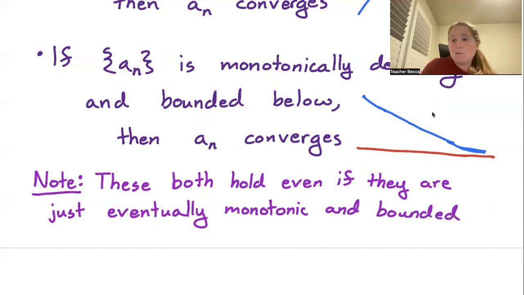All right, so that's sequences in a nutshell. Gives us something to work with once we move on to series, which will sort of come from sequences.